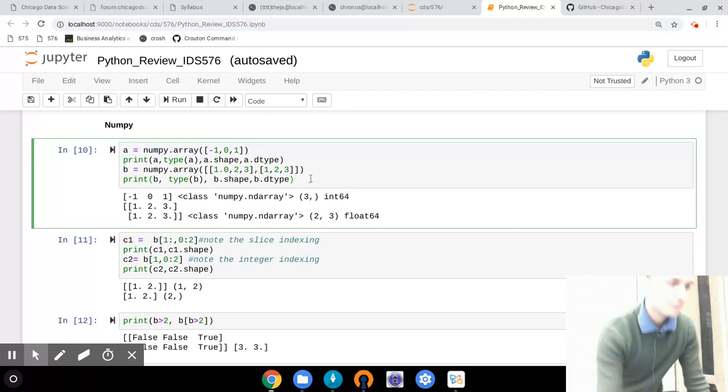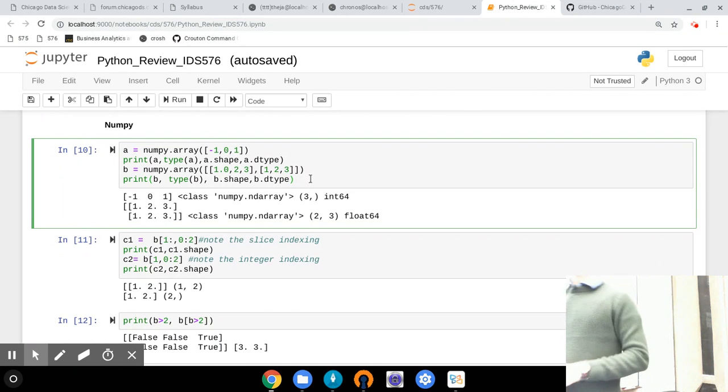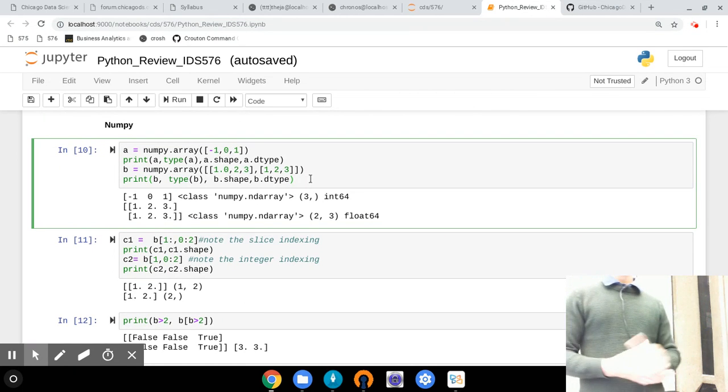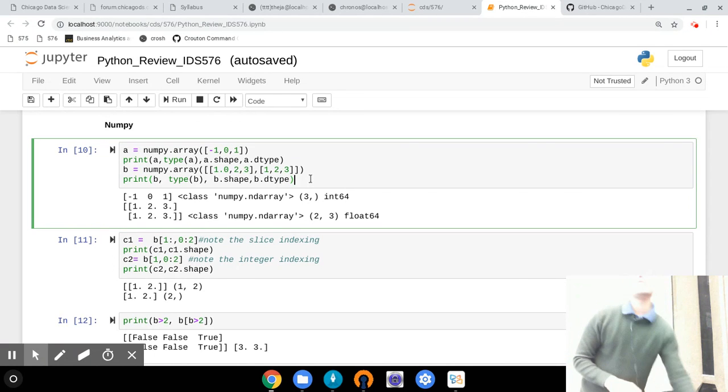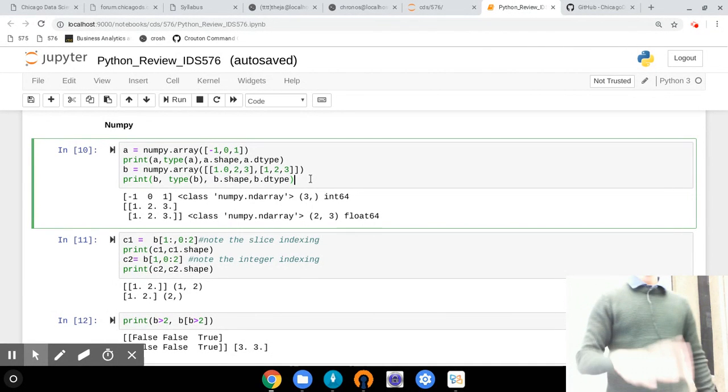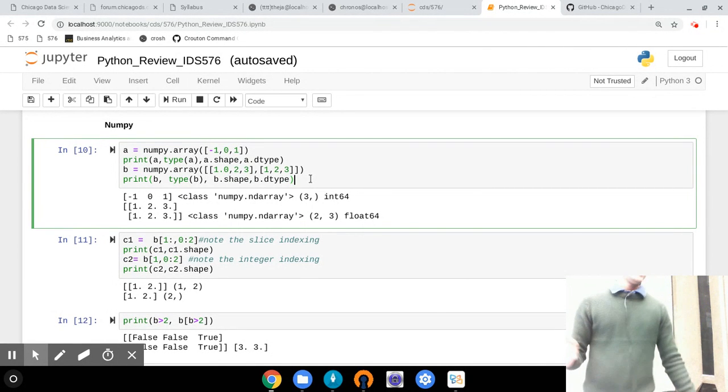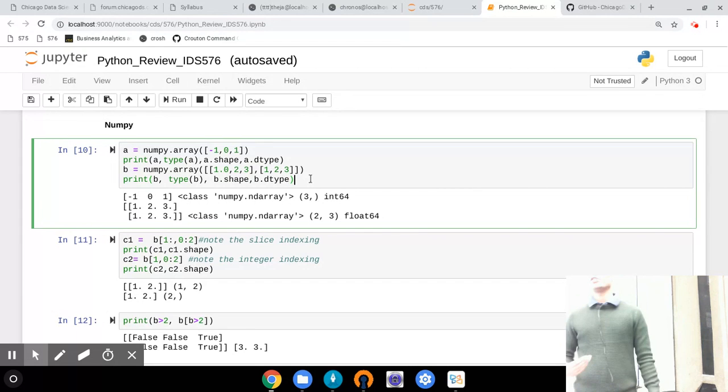NumPy is going to be very important for us as we work through, especially deep learning. We work with matrices, essentially, or tensors. So NumPy and its cousins in other packages like PyTorch and TensorFlow will be very useful. So definitely search for NumPy and go through a tutorial when you get a chance.